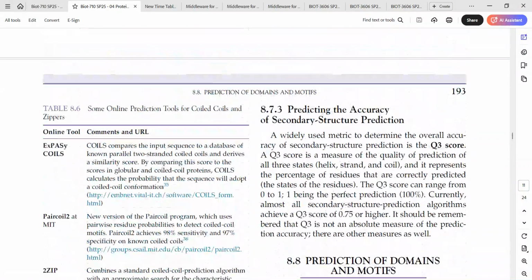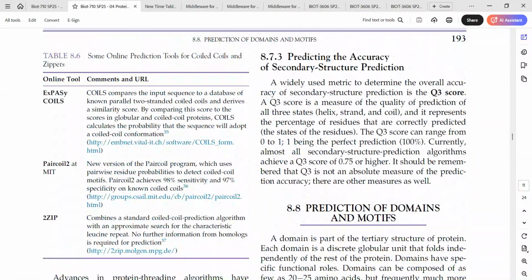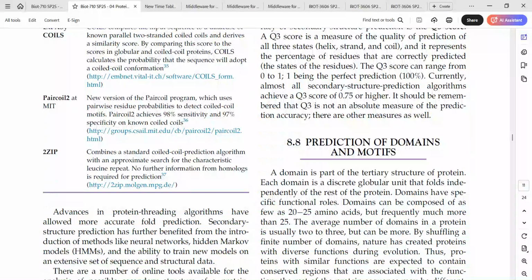The next one is the prediction accuracy, the Q3 score, which identifies the quality of the predicted structure, specifically of helix, strand, and coils. That is why it is termed Q3. Its values range from 0 to 1, with one being a perfect or 100% prediction.